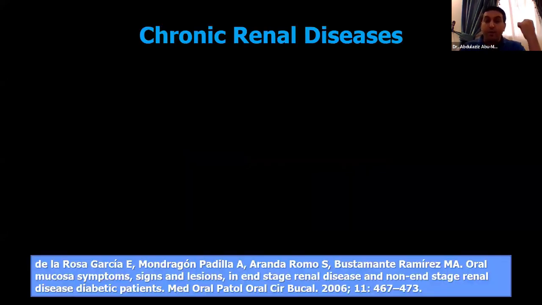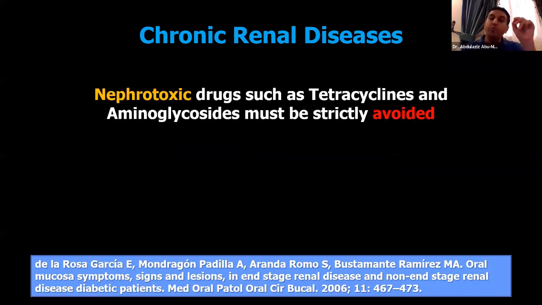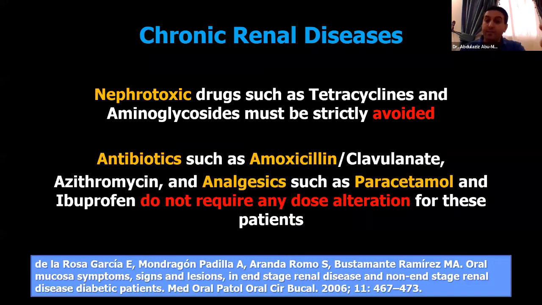Renal disease, we have 3 common things. Chronic renal disease: those patients have functional kidneys, maybe 1 kidney or both are working, but with less function. For those patients, I need to use less nephrotoxic drugs; tetracycline should be avoided. Antibiotics like amoxicillin and analgesics like paracetamol can be used as for a normal patient, though the time interval needs to be shorter. But those can be dealt with as regular patients.